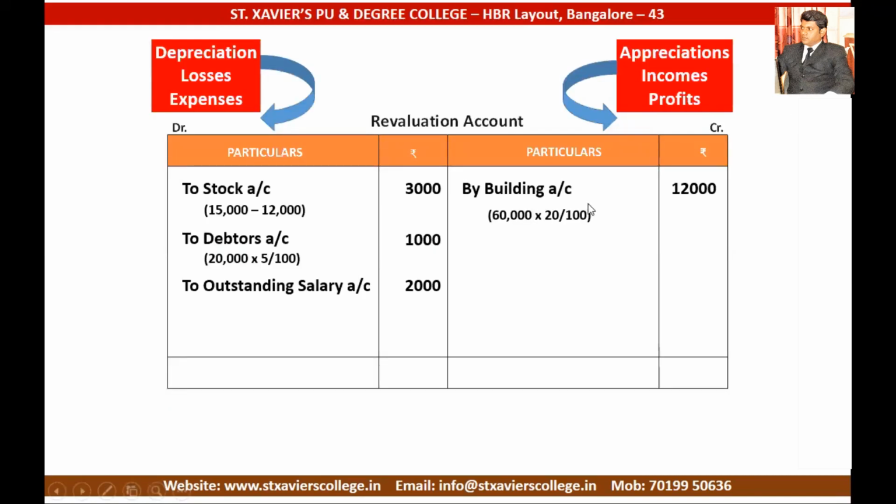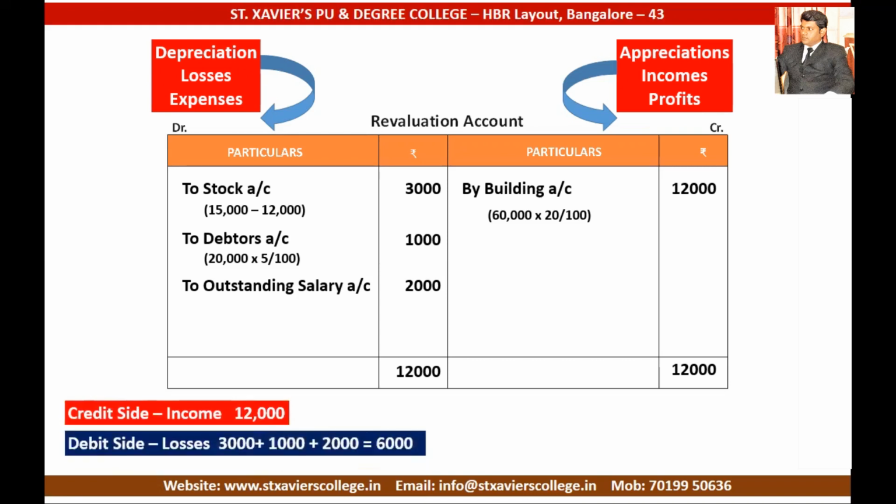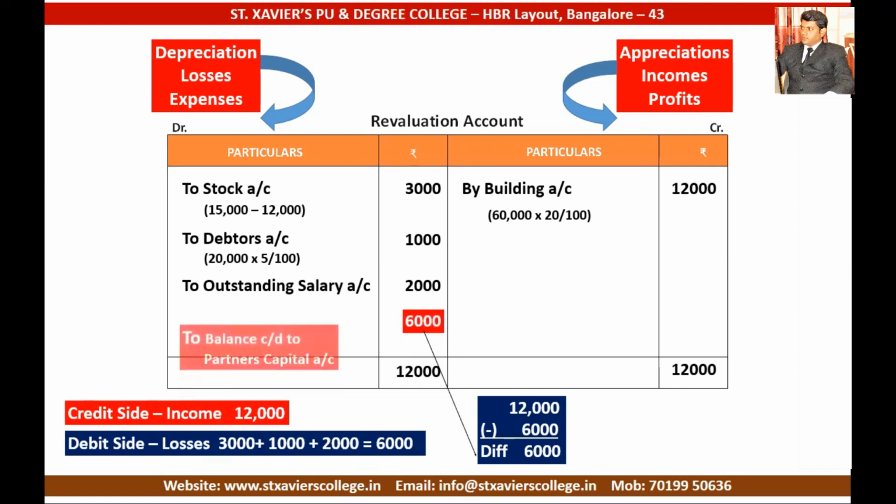Now see the greater total, which side we have. Credit side, we got 12,000. At the debit side, we have only 6,000. You can see credit side income is 12,000. Debit side losses 3 plus 1 plus 2, 6,000. So there is a difference, 12,000 minus 6,000. That difference should be shown at the debit side of revaluation account. 6,000 is the difference we got, that should be filled. And the name should be given as balance carried down to partners capital account.